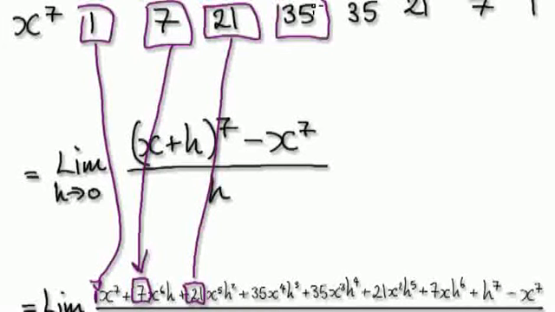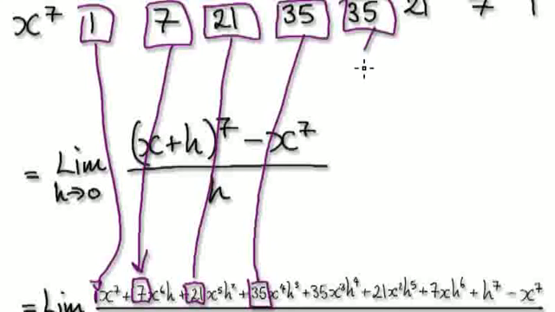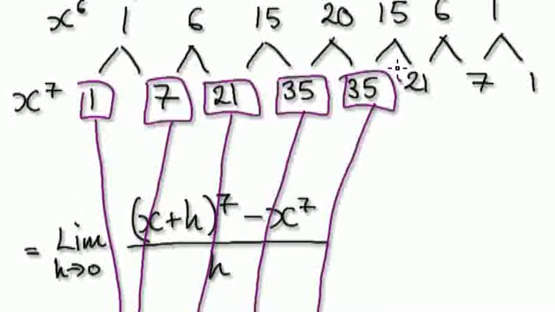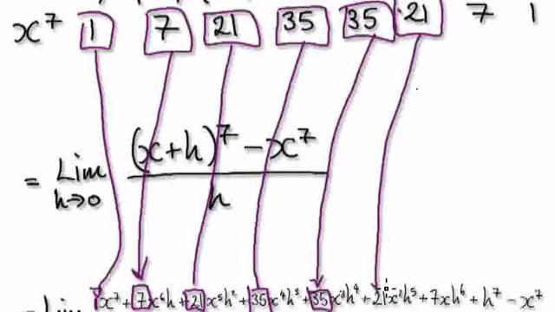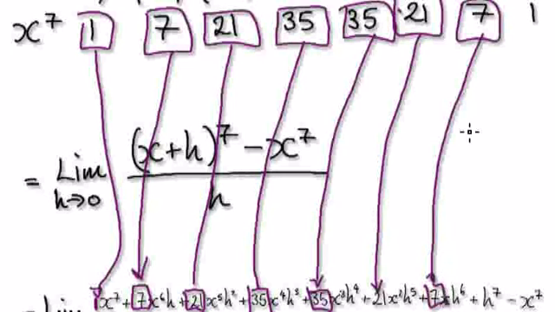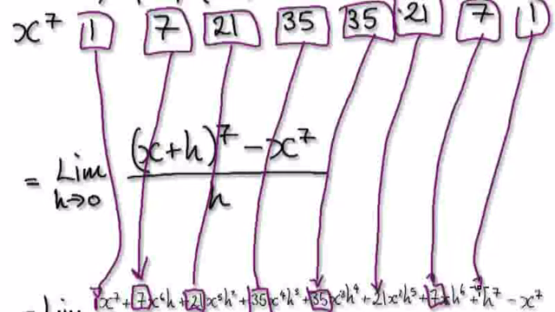Well, just bear in mind that all it's doing is that it allows us to power it easily. You could do it by hand, but it takes ages. So this here is your x, and then 21 here, 21 here is this bit here. Okay, and then the 7 here is this here. Okay, and then the 1 here would be h to the power of 7 here. And don't forget, this here is just us taking away x to the power of 7 here.